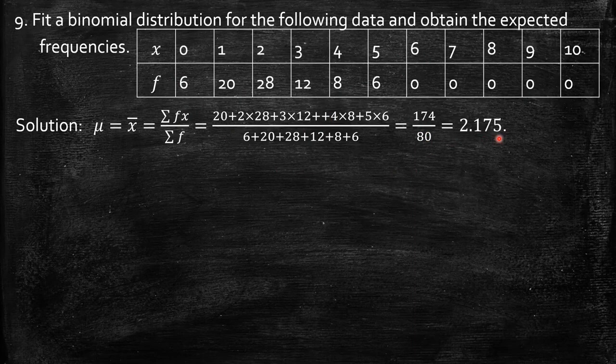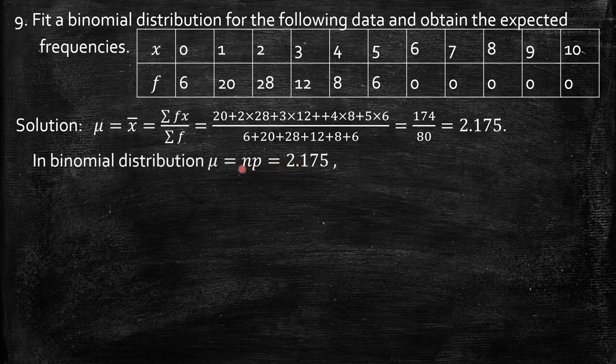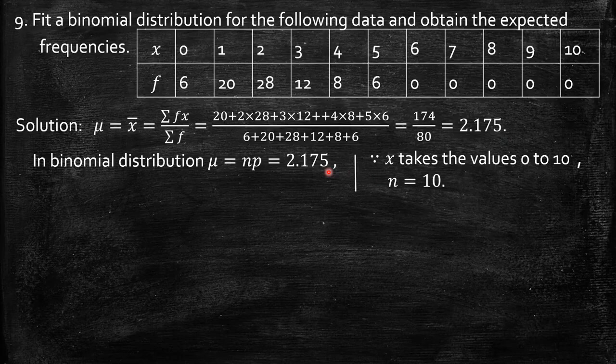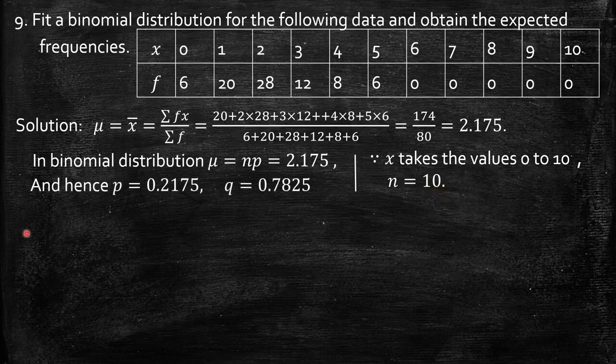So this is the mean of the binomial distribution, which is nothing but np. Since n is 10, from that I can get p. In binomial distribution we know that mu is np, which is already obtained, that is 2.175. Since x takes the value 0 to 10, that means n equal to 10. So we can get p, that is 2.175 divided by 10, 0.2175. Once I get p, q is the complement of p, that is 1 minus p, which is 0.7825.